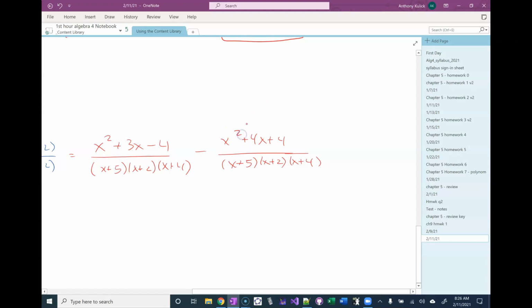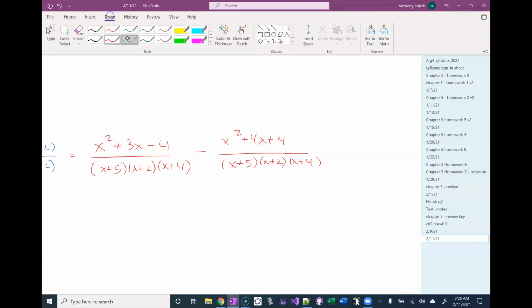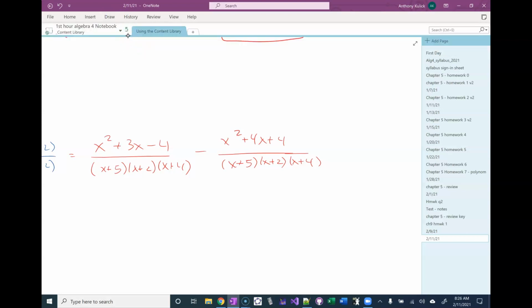So now is the tricky part for subtraction, and this is the piece that students inherently forget about and make a mistake with. The negative sign on this subtraction needs to distribute through that entire numerator. So I'm going to rewrite that as a plus and distribute the negative through.